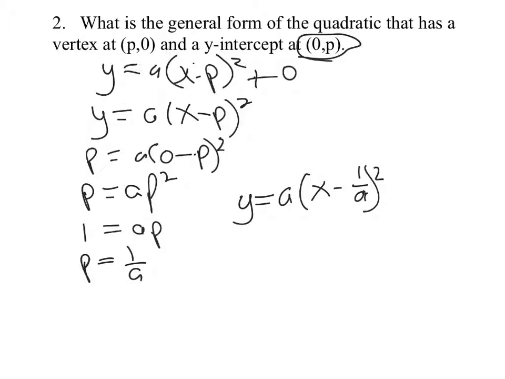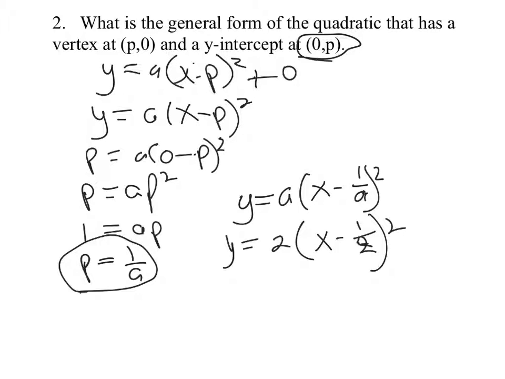And so if a, for example, were 2, we would have y is equal to 2 times (x minus 1/2) squared. And that would have a vertex at (1/2, 0), and a y-intercept at (0, 1/2). Because in this case, we chose that p was equal to 1 over a, and we chose a equal to 2, therefore p would be equal to 1/2. And so we would again have the intercepts at (1/2, 0) and (0, 1/2).